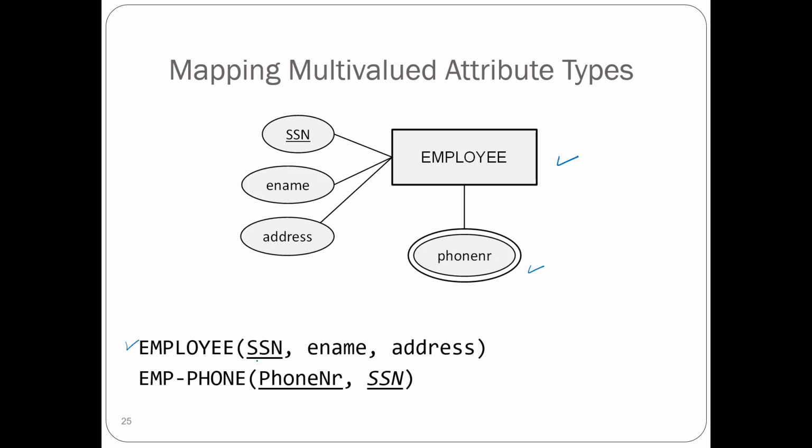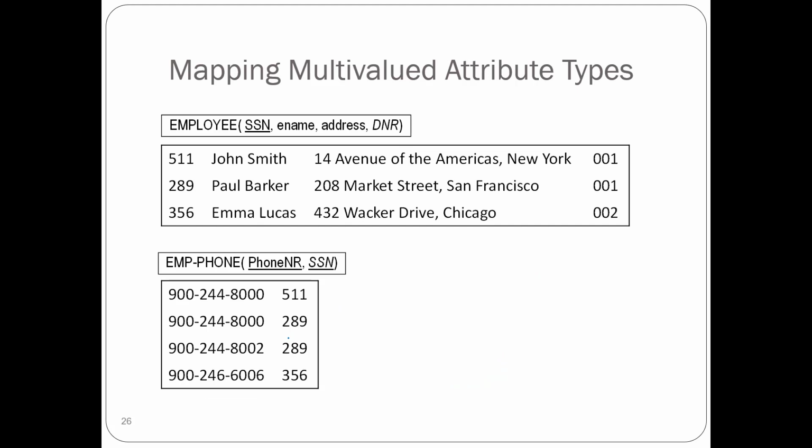For employee, you will have the employee relation with SSN, employee name, and address. And you will have to create a new relation here, EMP phone. And in EMP phone, you will put the phone number along with the social security number of the employee who owns the phone number, right? So in this new relation, the social security number is now your foreign key. And this foreign key is getting the value from the primary key of the employee relation. Okay, let's look at some examples here.